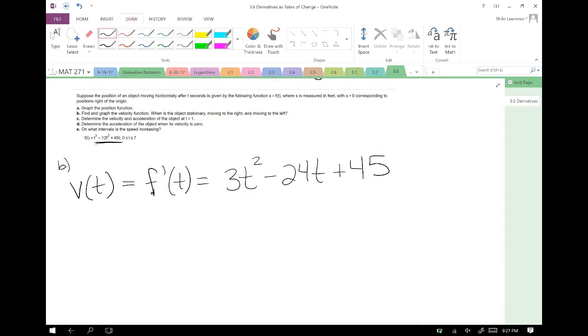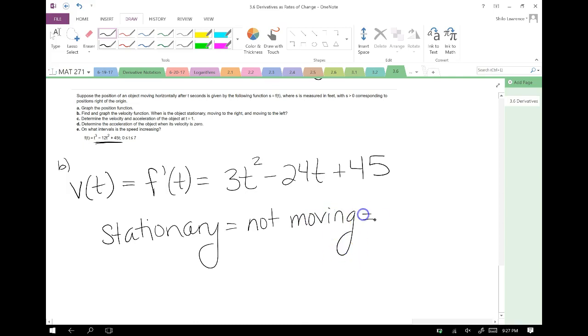It says, when is the object stationary? So stationary means not moving. So no change in position. A lot of these application problems, they're going to give you these English words, and you need to think about what does that mean, and what does it mean in terms of the math and the things that I'm trying to solve for. So stationary means not moving, means not changing position.